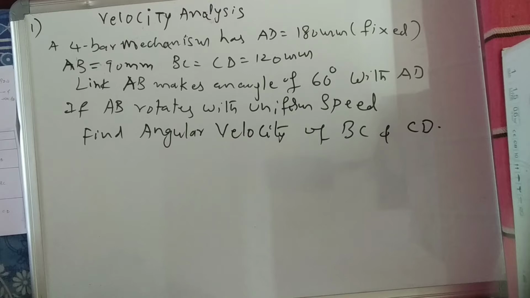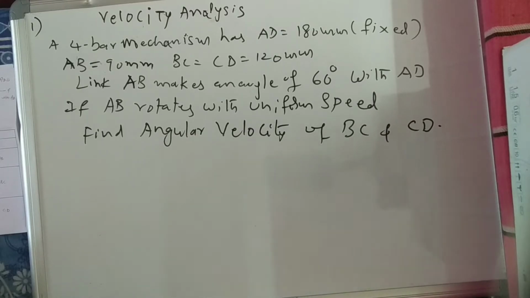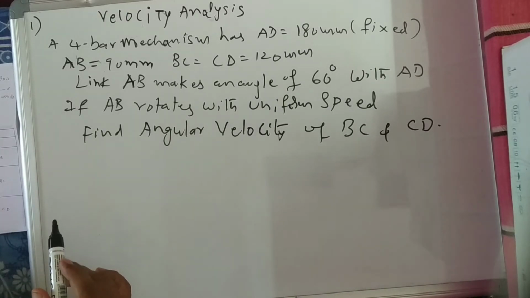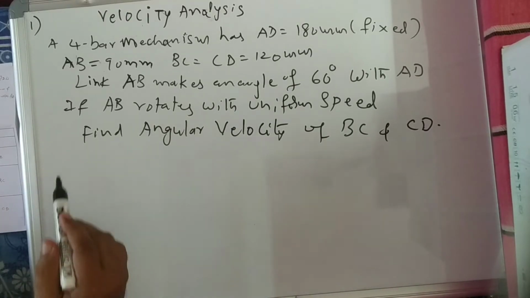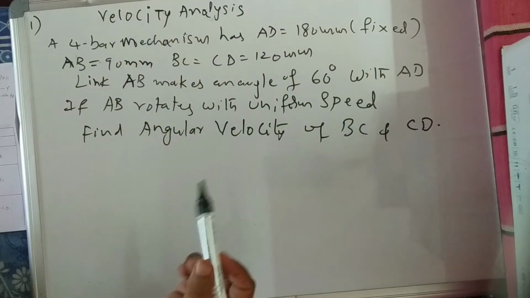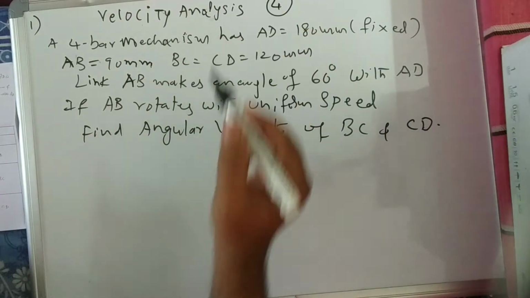In today's session I am going to take a simple 4-bar mechanism where I am going to find the angular velocity of the various links by using graphical method. As you can see, there is a simple problem. It is a 4-bar mechanism. The 4-bar mechanism has 4 links. Naturally, it will be having the 4 links.